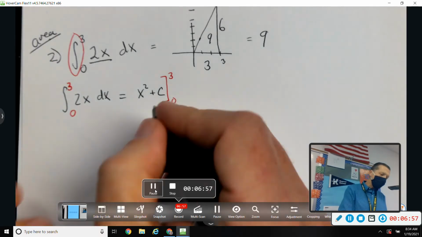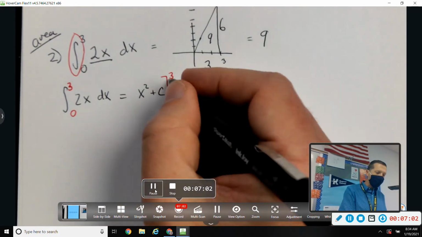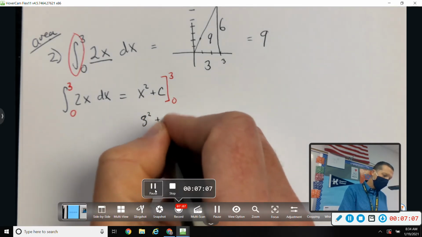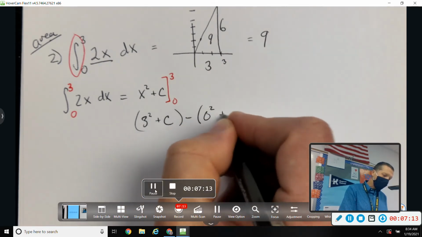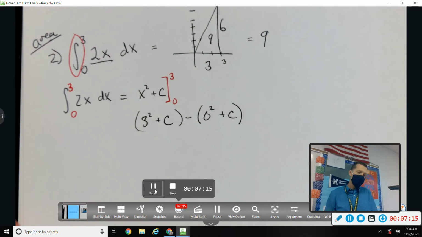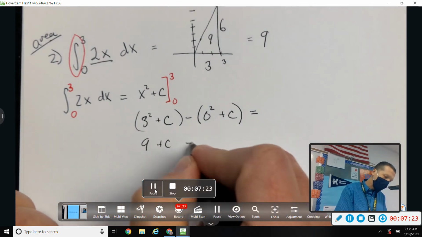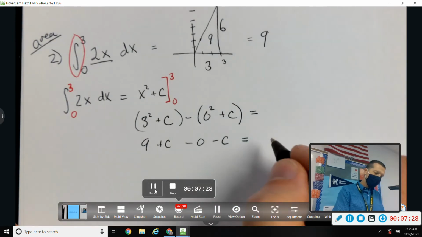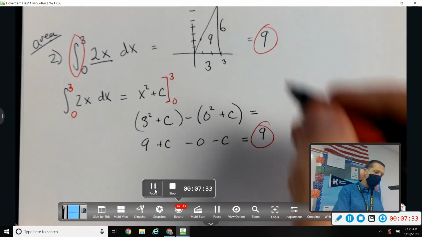We're going to plug in the top one, and then we're going to subtract. We're going to plug in the bottom one and subtract. So the top one plugged in minus the bottom one plugged in. So 3 squared plus c, we still don't know what c is, minus 0 squared plus c. Well, 9 plus c minus 0 minus c equals 9. Not a coincidence.